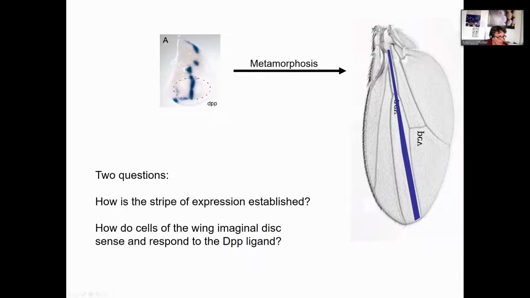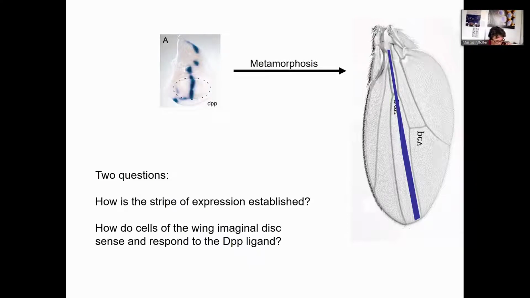DBP ligand is only made here in the center. So it presumably makes a gradient on this side, a gradient on this side, and then the gradient instructs where you make vein 1 and vein 2, and on the other side where you make vein 5. So how does that work? Here we don't deal with DBP off and DBP on, but DBP graded and different responses. That's what we want to see here.